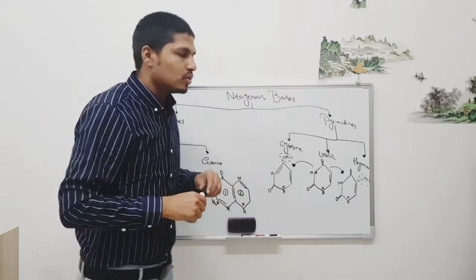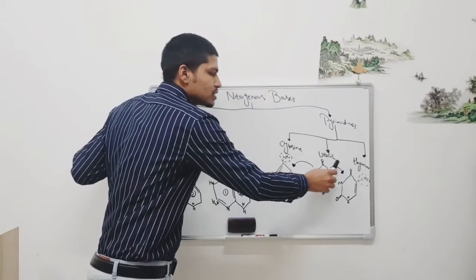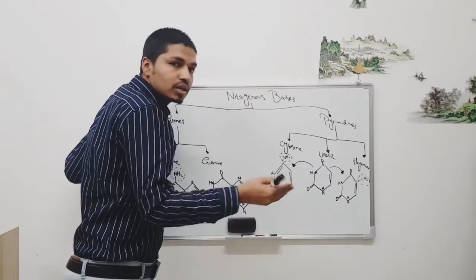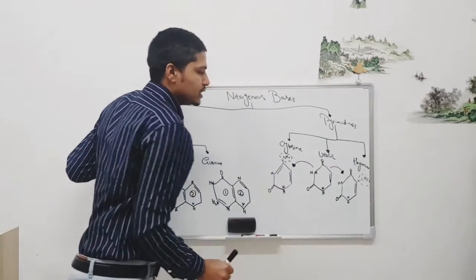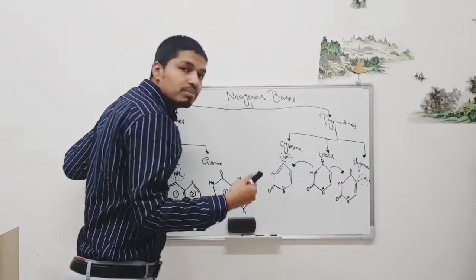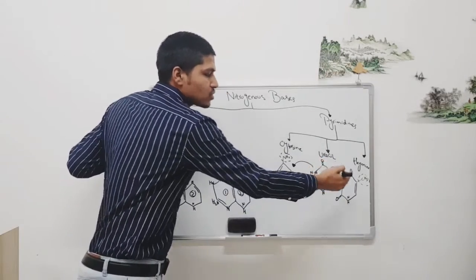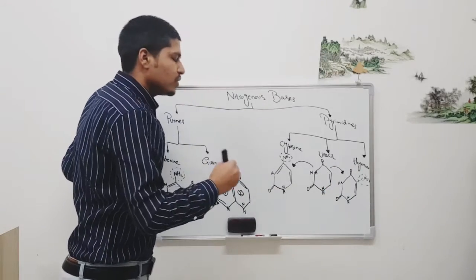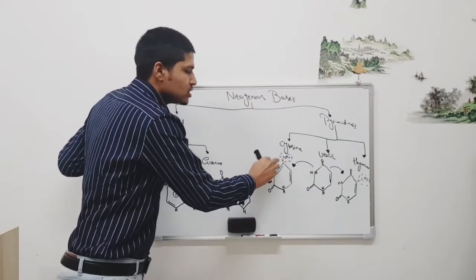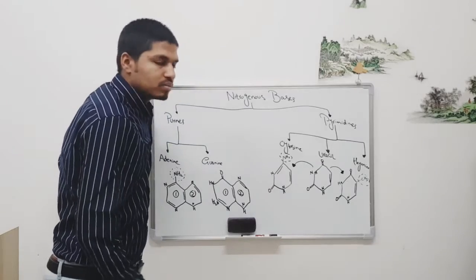So what will you do? Either you can convert the uracil into thymine. And how can you convert the uracil into thymine? It's just that you have to do the methylation. So if there is a methylation, then it is called thymine. And if you do amination, then it's a cytosine molecule.